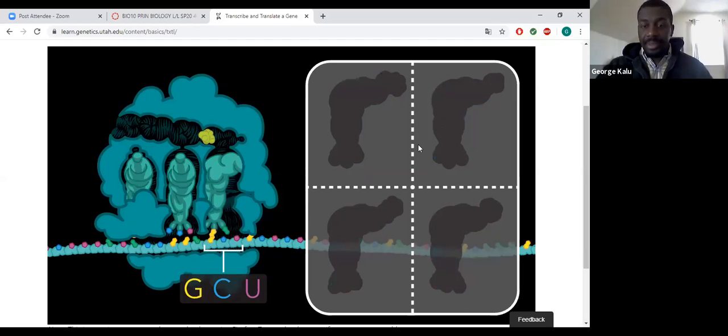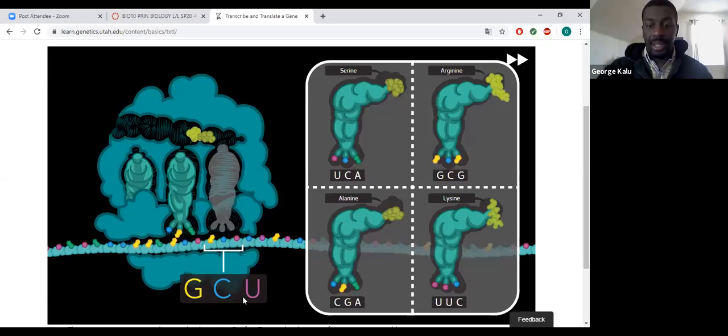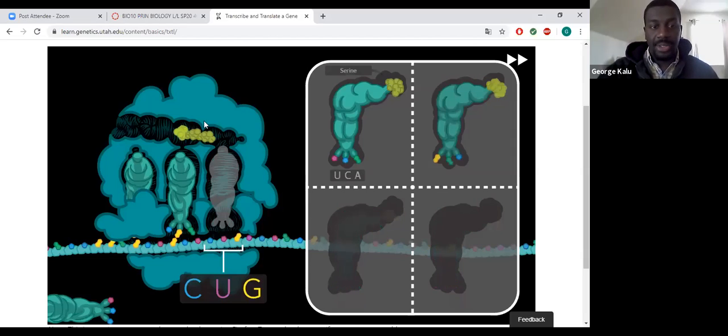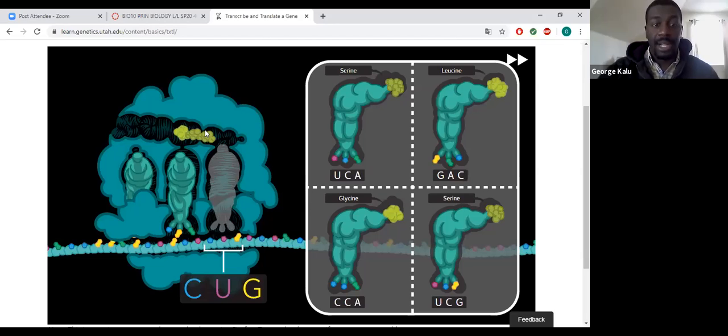Perfect. Good. Now we have our next codon, which says GCU. So which tRNA molecule is going to be complementary to this GCU? CGA, perfect. So we should have CGA, which again is going to bring in our alanine amino acid. Perfect. And again, you can start to see our polypeptide beginning to be formed inside of our ribosome.